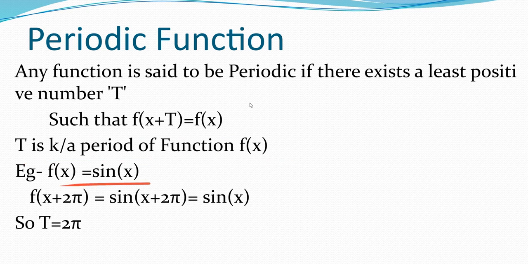Let's have an example, that is f(x) is equal to sin x. Now adding 2π to x, that is f(x + 2π) is equal to sin(x + 2π). We will get again sin x. So T will be 2π, as sin x repeats its curve after every 2π interval. So T will be its period and sin x will be known as a periodic function. In fact, sine, cos, tan, these are all periodic functions because they repeat their curve after an interval.